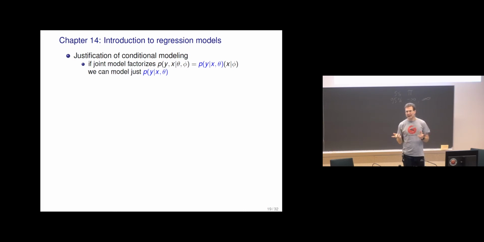So chapter 14 also has this justification of conditional modeling, why we can just model the outcome variable given the covariates. Why don't we need to model the distribution for these covariates? This was also briefly hinted at in the exchangeable part, but there was an additional justification for this.